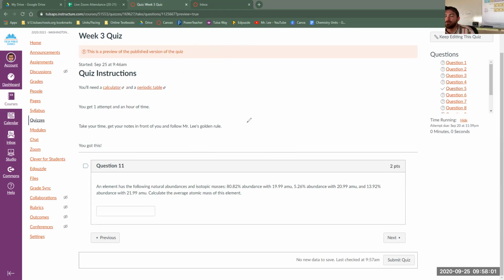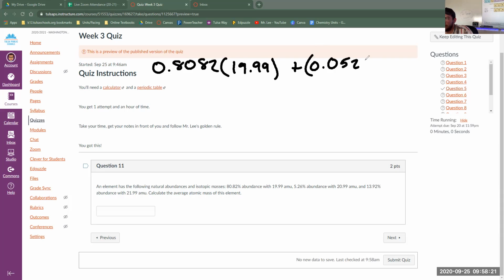Anyway, so let's take our initial abundance as a fraction, 0.8082 multiplied by the mass of that isotope. That is 19.99. And you add that to the same idea, the fractional abundance of your second, 0.0526 multiplied by the mass of your second isotope, 20.99, okay, times 20.99.